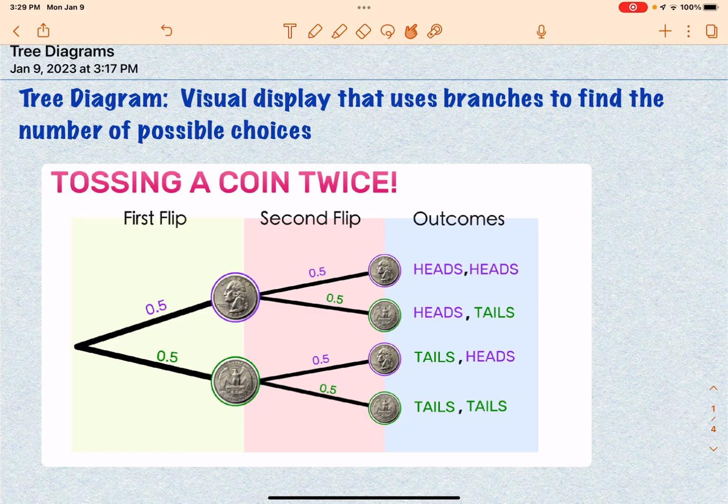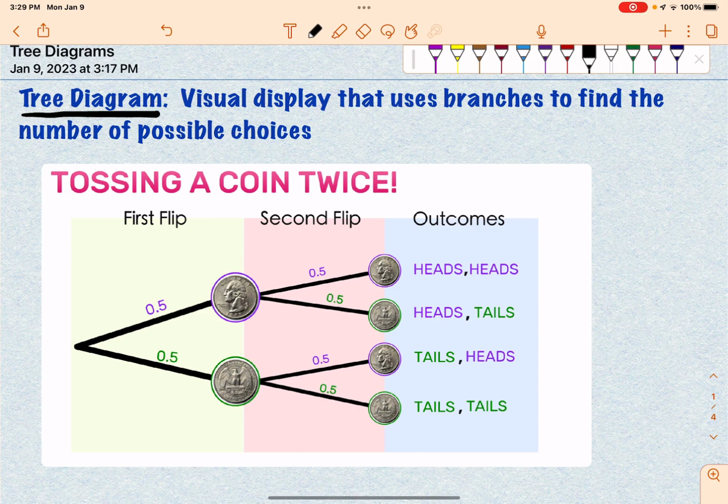Hi guys, today we're going to deal with tree diagrams and talk about probability a little bit. So first of all, when I talk about a tree diagram, it's a visual display that uses branches to find the number of total possible outcomes or choices.